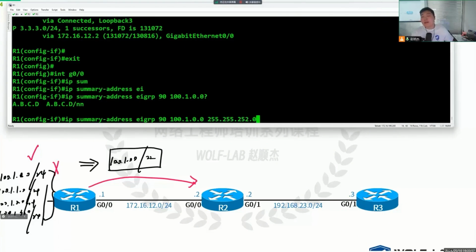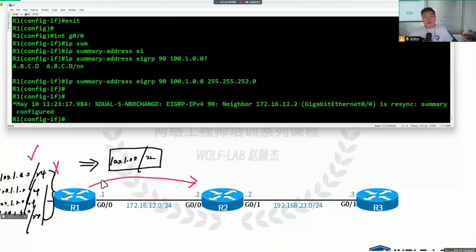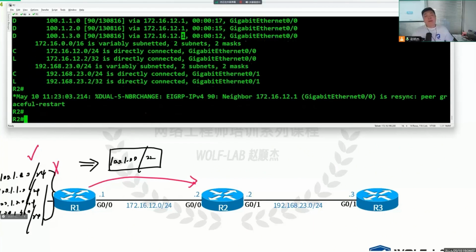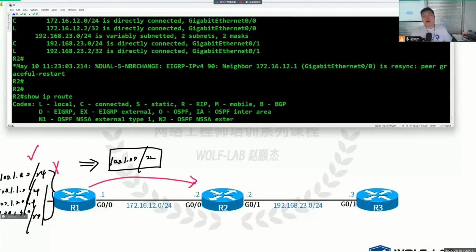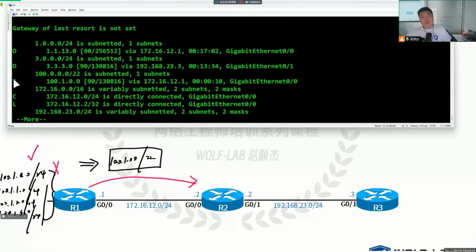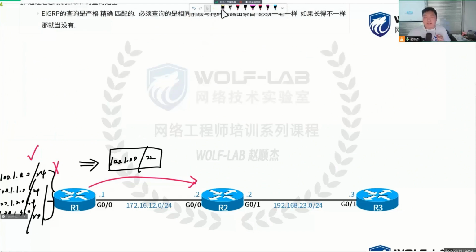We summarize these 4 detailed routes into one, a 100.1.0.0/22 summary route. Then in R2's routing table, it will lose these 4 detailed routes and instead will have a 100.1.0.0/22 summary route entry. Now we can significantly reduce our query scope. For example, let's do an experiment. Now on R2's side, we have only one route, the only one, a 100.1.